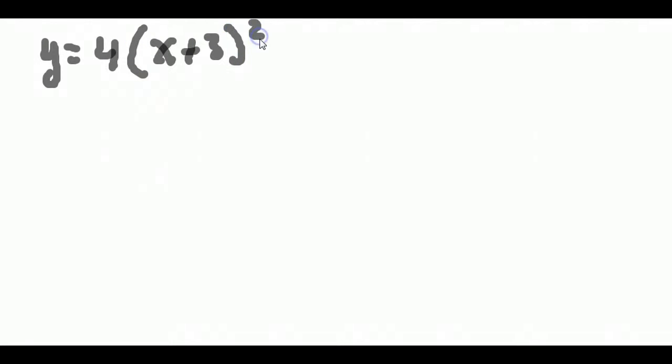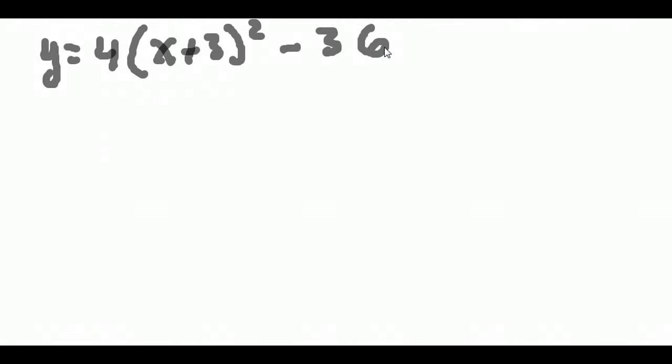Number 22. Number 22, we end up with, it is not in vertex form. So what it ends up being, and if we need to go through this, we completely can, it ends up being y equals 4 open x plus 3 closed squared minus 36. Before I go on, let me know if you were able to get that part. If not, then let's go through it.